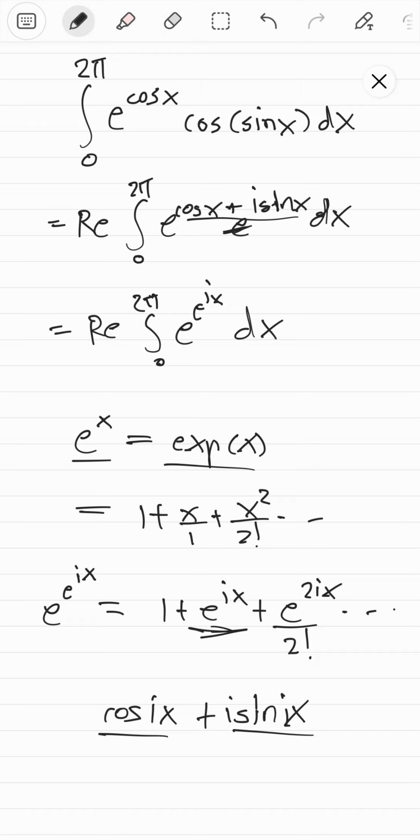So this kind of term is of course going to give us 0, and this kind of term as well gives us 0, because you can simply substitute.